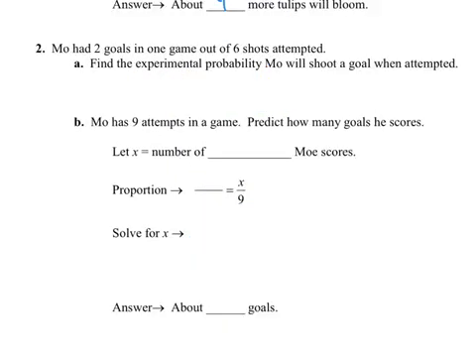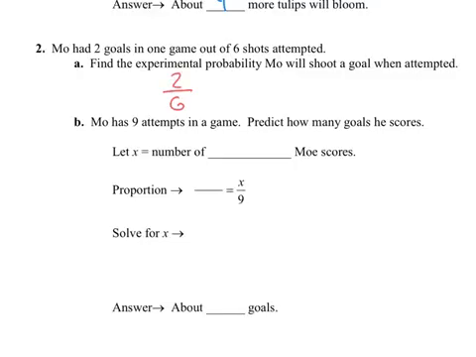On number 2 it says Mo had 2 goals in one game out of 6 shots attempted. Part A says find the experimental probability Mo will shoot a goal when attempted. Well, how many shots did he attempt? He attempted 6 total shots. Out of those 6, how many did he make? He made 2. So what's the experimental probability?